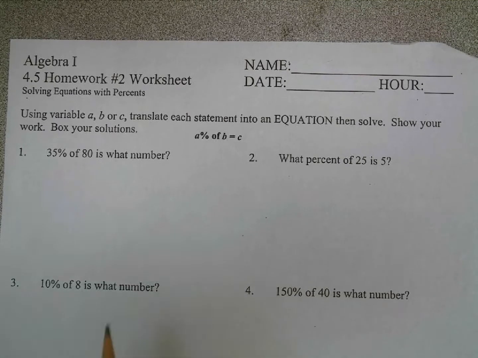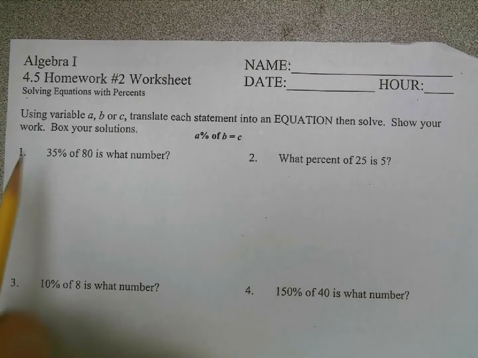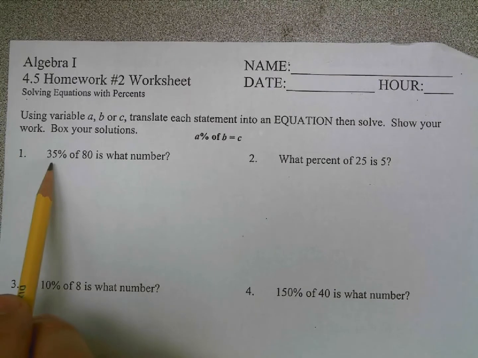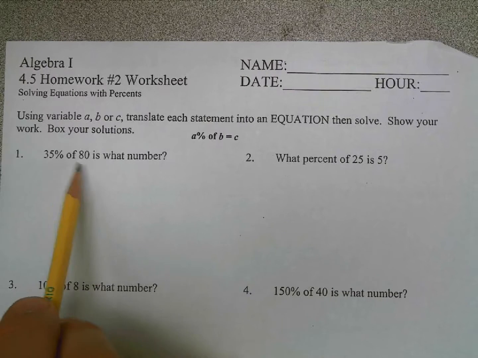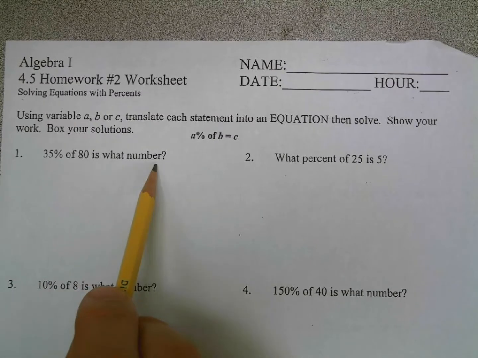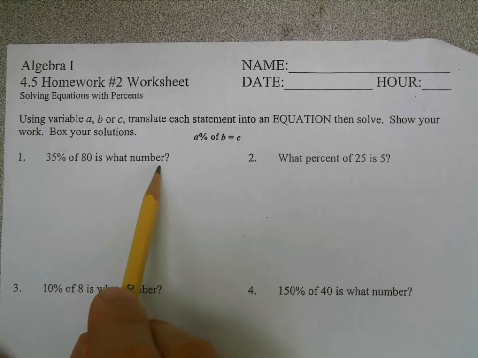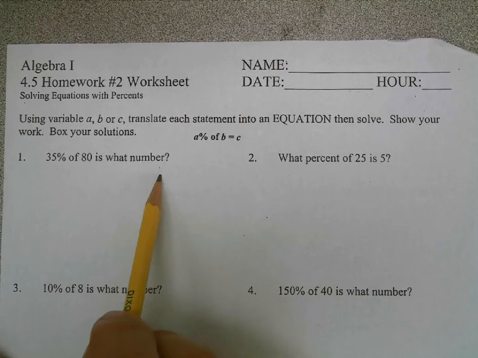Hi guys, so what we're going to look at lastly is percents, decimals, fractions, and equations, and how we can use everything we've learned so far to help us solve these types of problems. Alright, so if we look right here, 35% of 80 is what number? So we're going to take this word problem right here and turn it into an equation with what we've learned with part 1 and part 2.